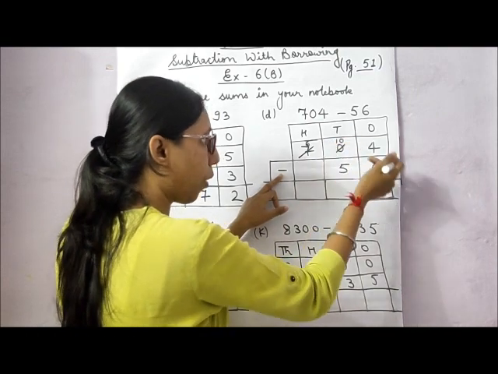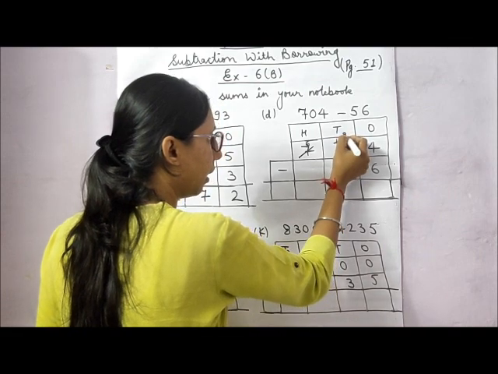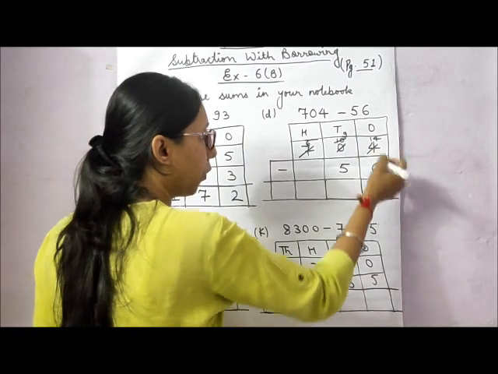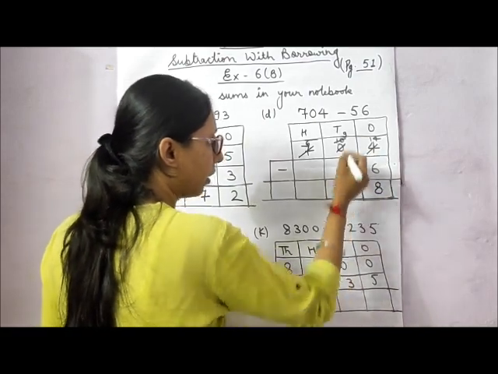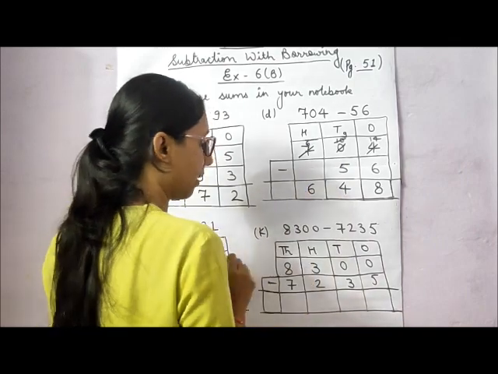अब इस 10 से हम borrow देंगे 4 को. So यहाँ 10 की जगह हो जाएगा 9 and ये 4 हो जाएगा 40. Now 40 minus 6 is 8. 9 minus 5 is 4 and 6 as it is.